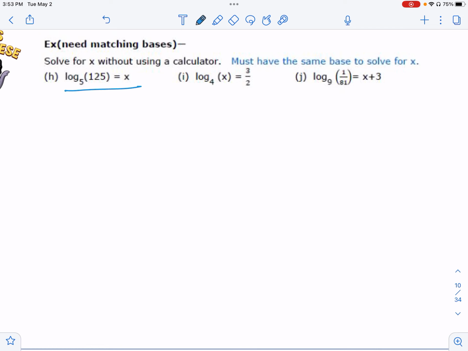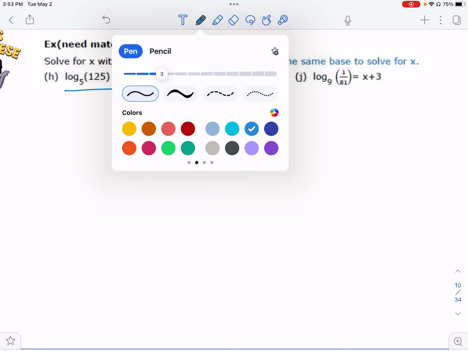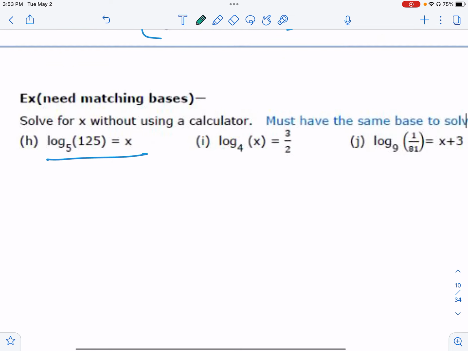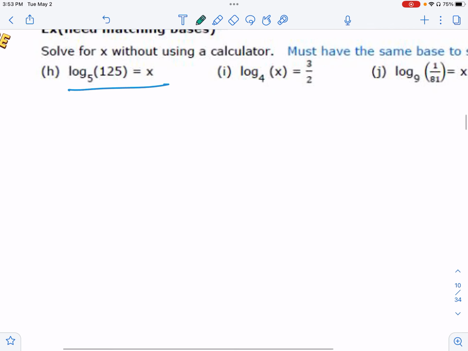These are equations, if you notice, they're not expressions. And since we are solving equations, we're basically trying to find the value of x. These are log equations.